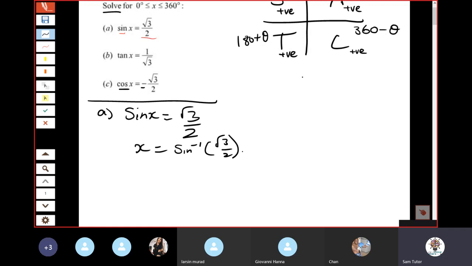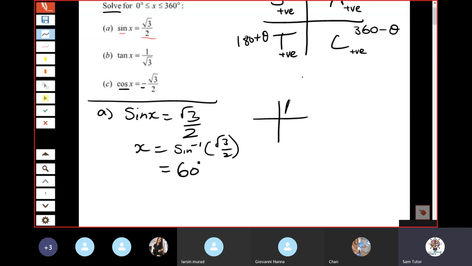Does that make sense? Then we plug this into our calculator. So inverse sine of root 3 on 2, just plug it into your calculator, shift sine, root 3 on 2, 60 degrees.